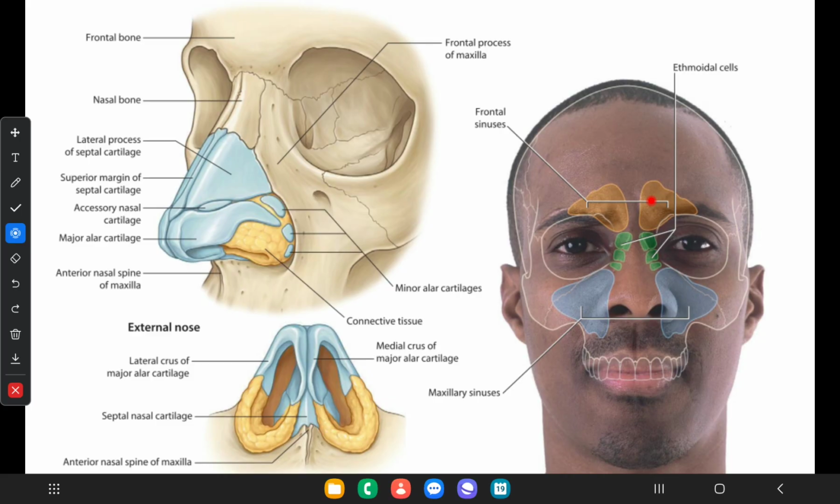The main function of the paranasal sinuses is to warm and humidify the inspired air. They add to the resonance of voice, and those sinuses also help to reduce the weight of the skull. So you have to remember the importance of the paranasal air sinuses. The sinuses are filled during expiration. Warmed and humidified air is released into the nasal cavity during inspiration.